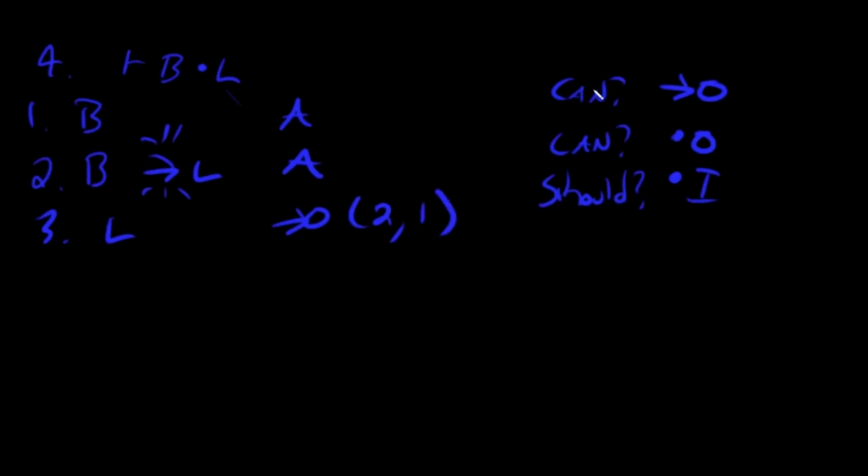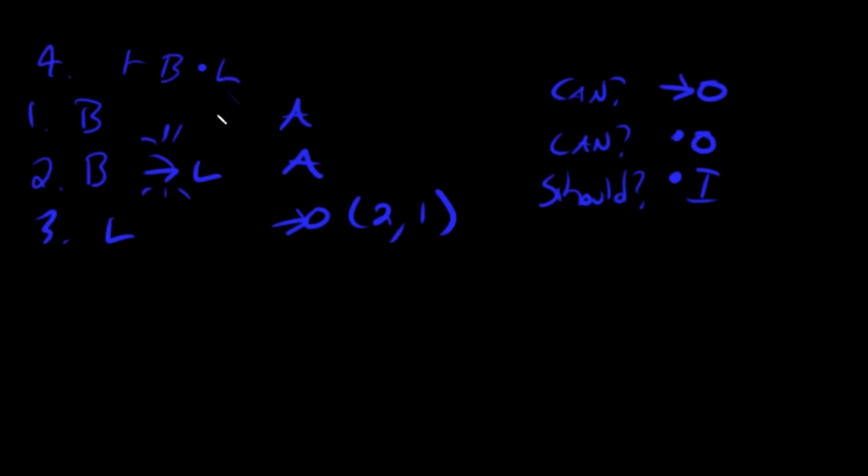After I do a move, can I do another arrow out? Is there another arrow not in parentheses? No. Is there a dot not in parentheses? No. So then the question becomes, should I make an and in? And like I said, look at the goal. The goal here that we're trying to get is B dot L.